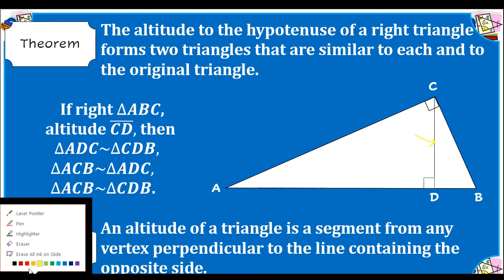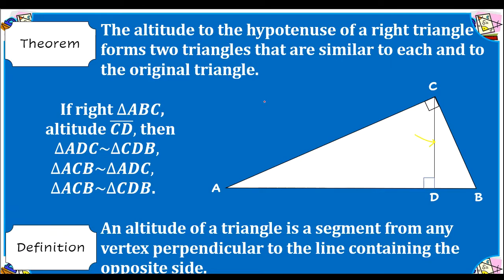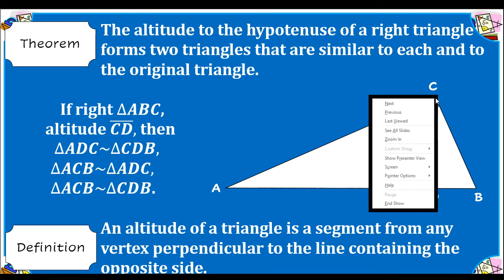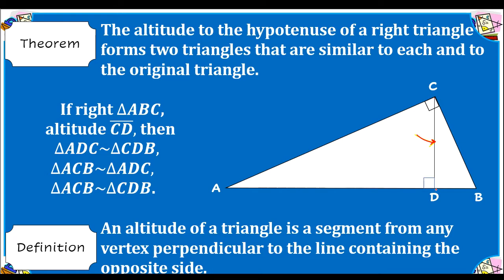So let's get a color that will show up. So this again, right here, in this problem here is an altitude. It's going down and it's perpendicular. So it's going from a vertex to a side opposite, and it's perpendicular because we can see that it created a right angle. So CD is our altitude.